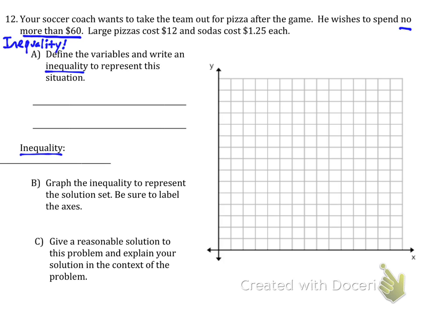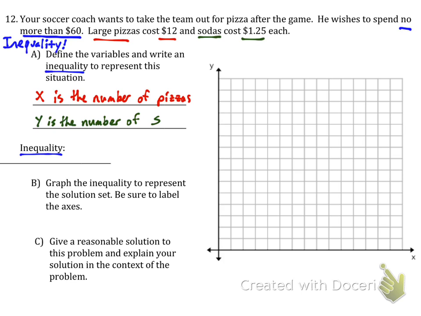But it's always good to look out for. He didn't say exactly 60. If it was exactly, it'd be an equation. But no more means we're having an inequality and we're going to shade one side on our graph by the end. Large pizzas are $12. Sodas are $1.25 each. So x must be the number of pizzas and y is the number of sodas. You can switch this and you'd be correct, but as long as you're consistent throughout the problem.